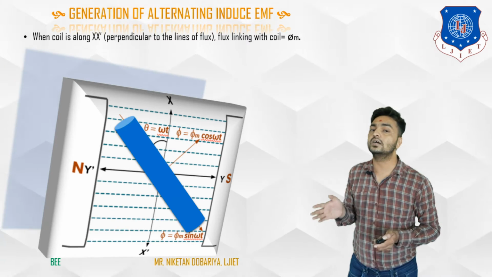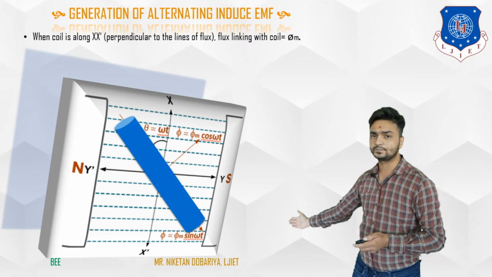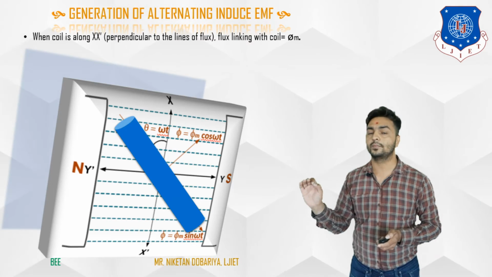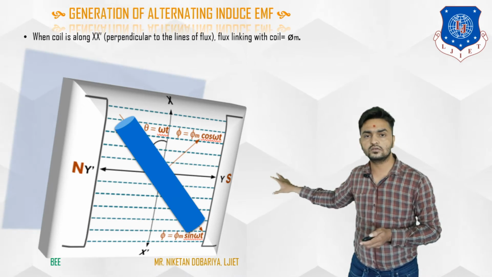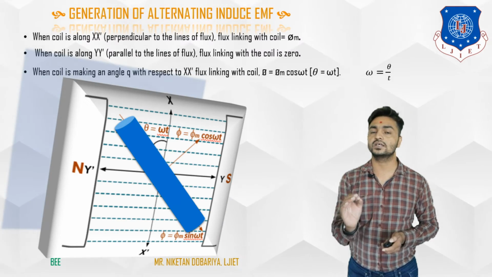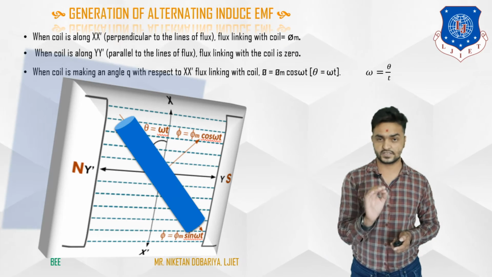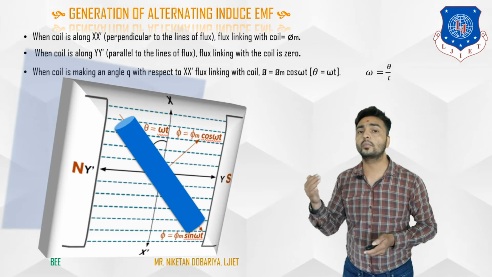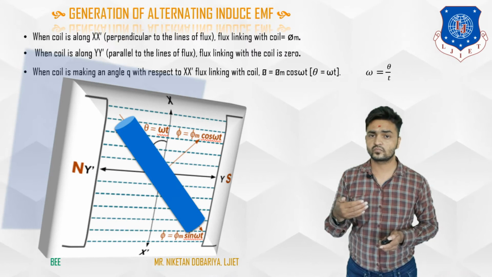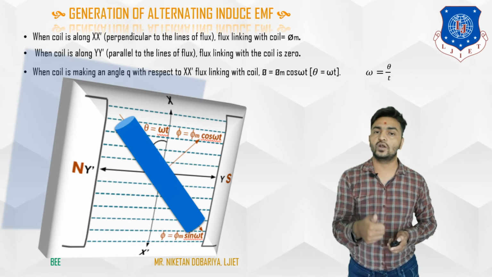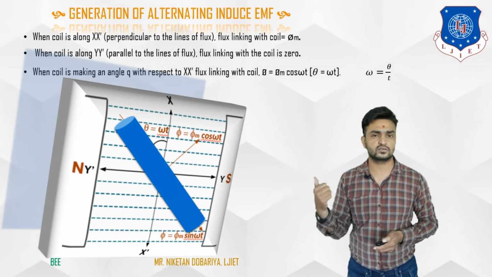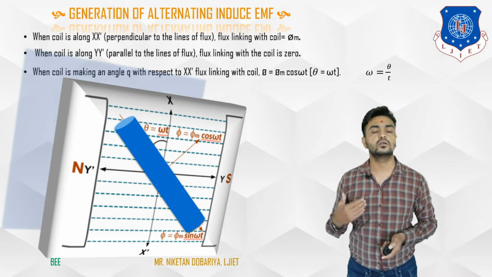And if this conductor is at some theta degree with respect to the x dash axis, at that time how much flux will be linked with that conductor? That can be given by this equation, phi is equal to phi m cos omega t. Here in this equation, the omega t term defines theta. From where did we define it? We had already defined angular velocity omega, and that is theta by t. So based on that we can define theta is equal to omega t.